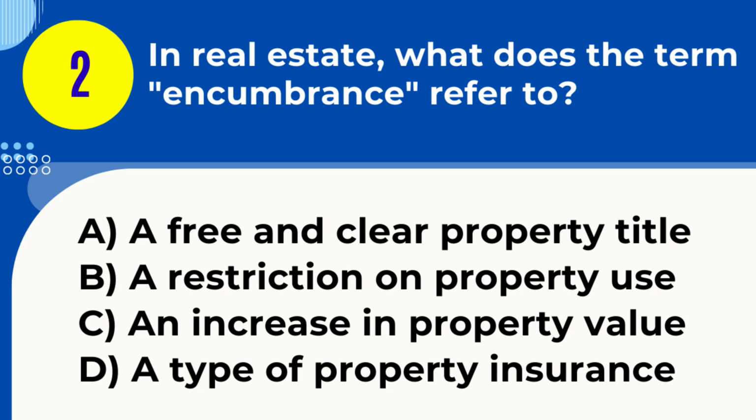A. A free and clear property title. B. A restriction on property use. C. An increase in property value. D. A type of property insurance. Answer. B. A restriction on property use. Explanation. In real estate, an encumbrance refers to a restriction on property use, such as liens, easements, or restrictive covenants.